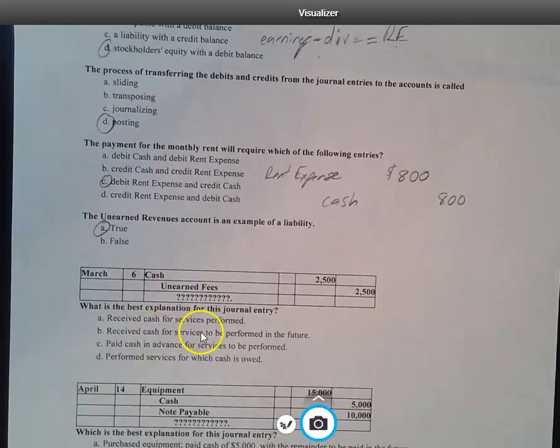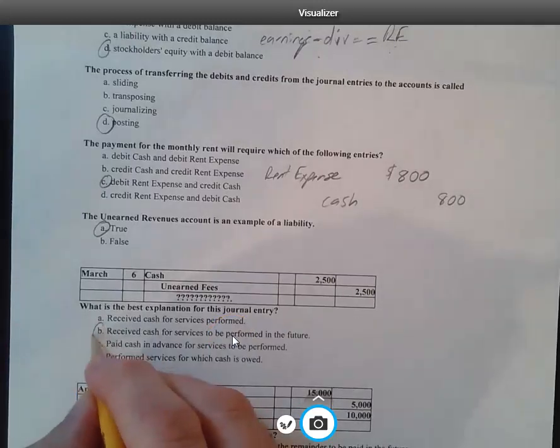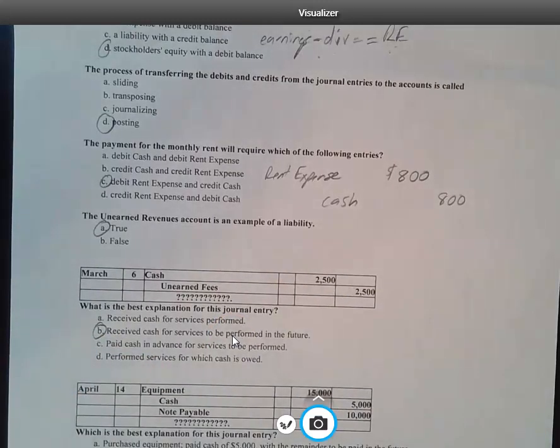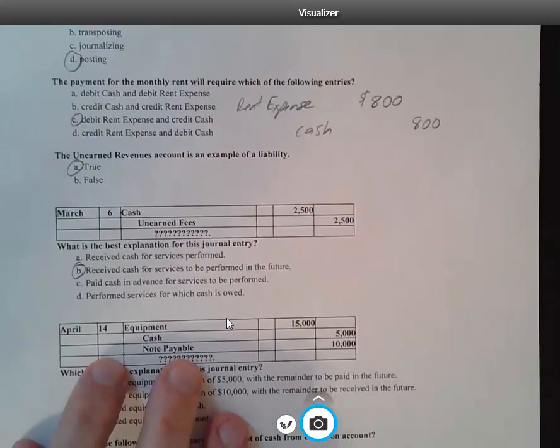B, received cash for services to be performed in the future. So we have an obligation to perform these in the future, yet we've already received the cash. That makes this cash unearned because we have not performed the services yet. B is going to be the correct answer. All right.